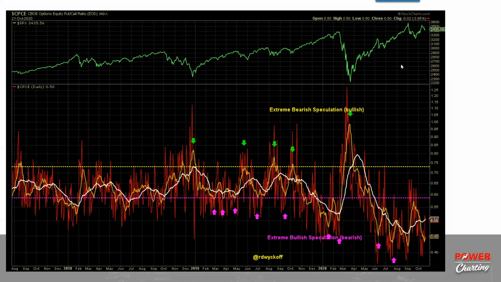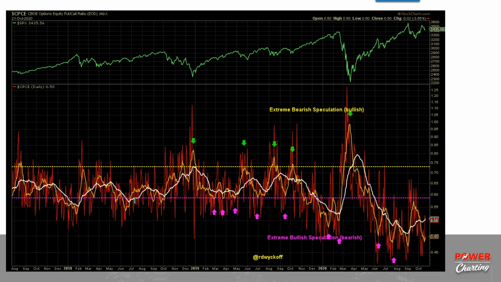When they are willing to jump in so quickly, move into the market, start speculating again, that means that the trend does not have legs. The other thing that's important about this is look at the history.